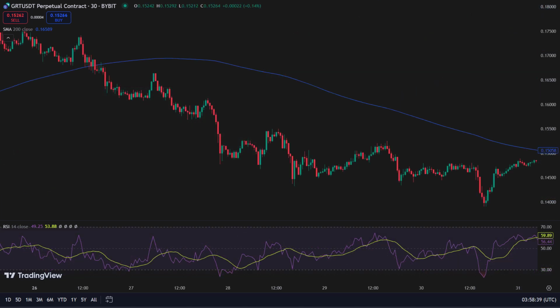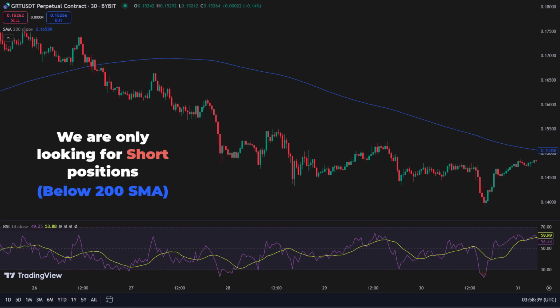Now, let's look at a short trade example where the rules are simply the opposite of the long trade setup. The first condition is our trend guard. We only take trades when the closing price is below the 200 SMA, which shows a bearish market. The second condition is our trigger signal. We wait for the RSI SMA line to cross below 45. This indicates strong downward momentum in line with the bearish trend.